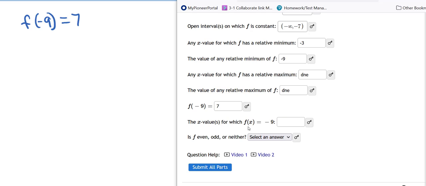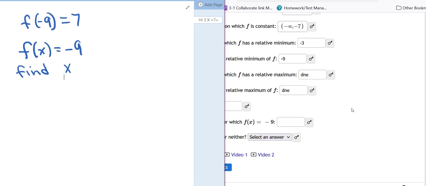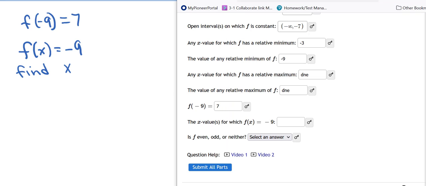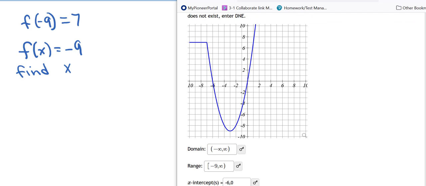Then it says find the x value for which f of x equals -9. If you get stuck on this, remember f of x is y. So we'll go back to our picture. And so we want to look when y is -9. So that is here. What is the x value? So the x value would be -3.